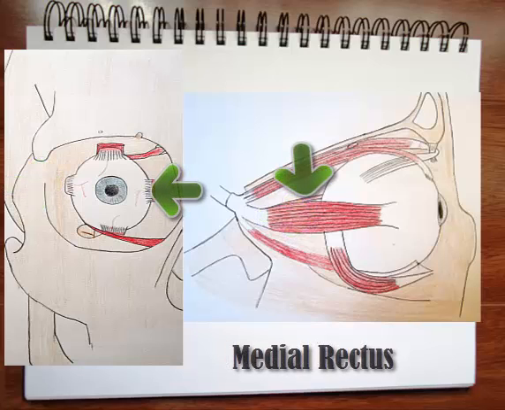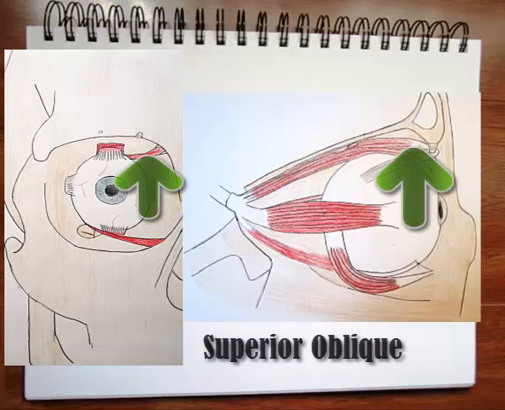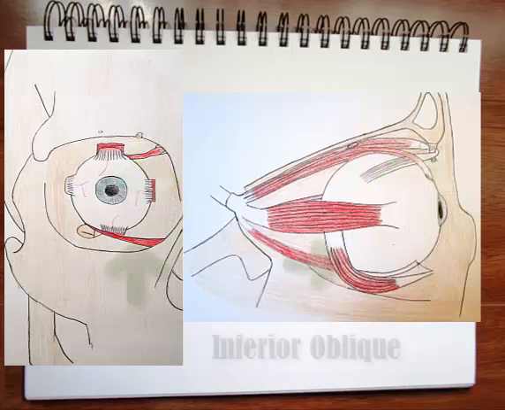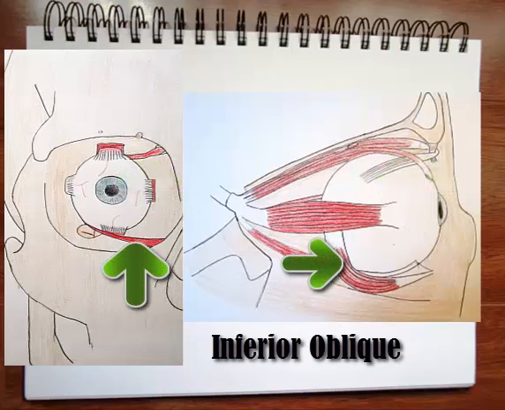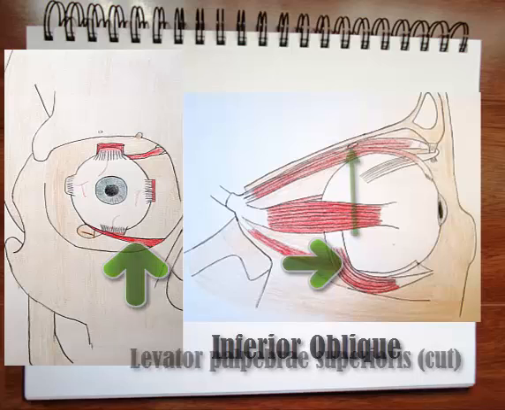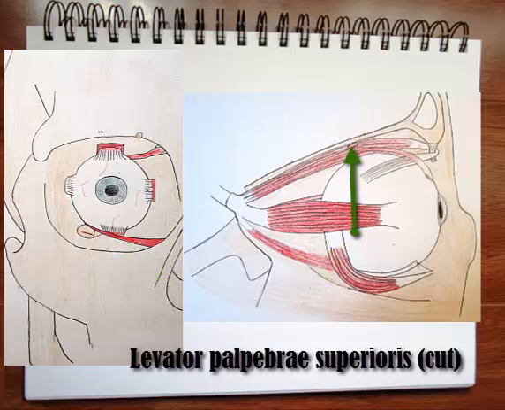In between the superior and lateral recti, the superior oblique can be found. The inferior oblique is inserted in between the inferior and lateral recti. Levator palpebrae superioris is inserted into the skin and the upper eyelids.